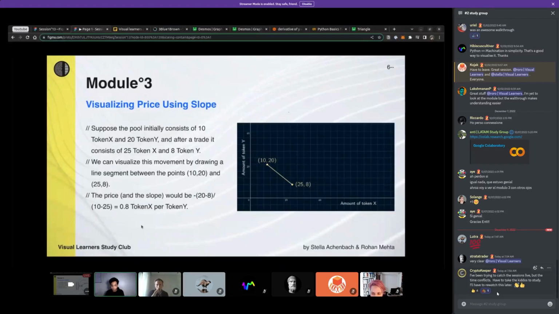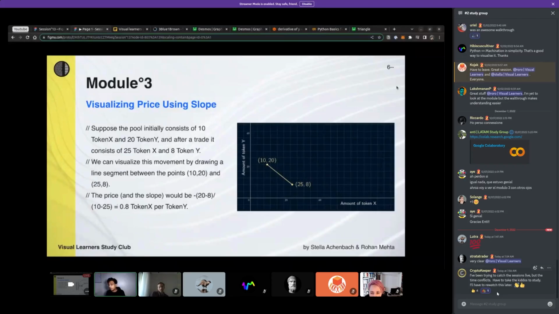Which is basically change in y divided by the change in x. So I'll take the y coordinate of the first point, subtract it from the y coordinate of the second point, divided by the x coordinate of the first point subtracted from the x coordinate of the second point. So you would get 20 minus 8 upon 10 minus 25, and you get 0.8. Again, change in y upon change in x is the definition of a slope.